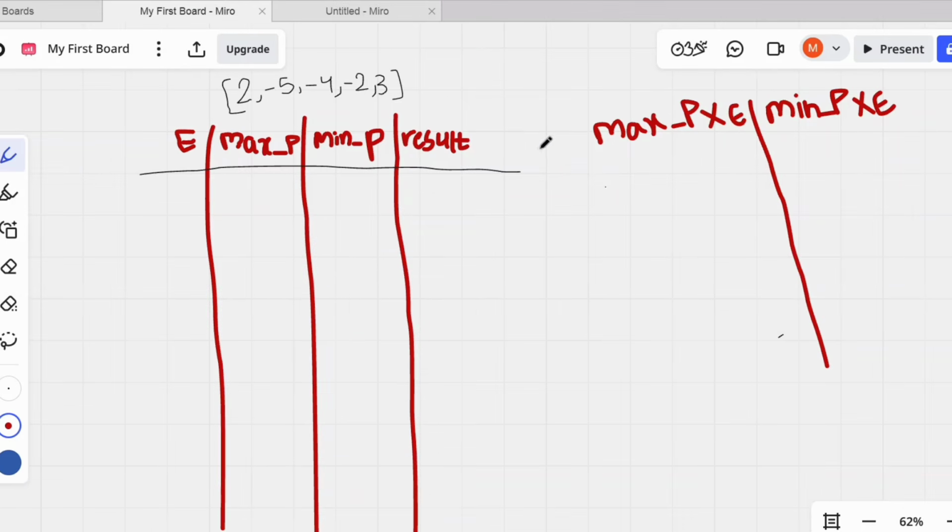Let's see a dry run on a larger array: 2, minus 5, minus 4, minus 2, 3. We will track maximum product, minimum product and final result. Start with the first element, 2. For now 2 is the maximum product, minimum product as well. Final result is also 2 initially.